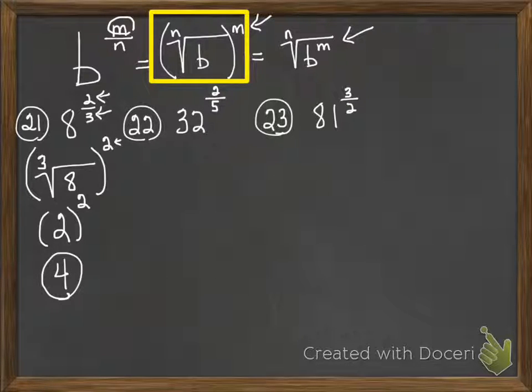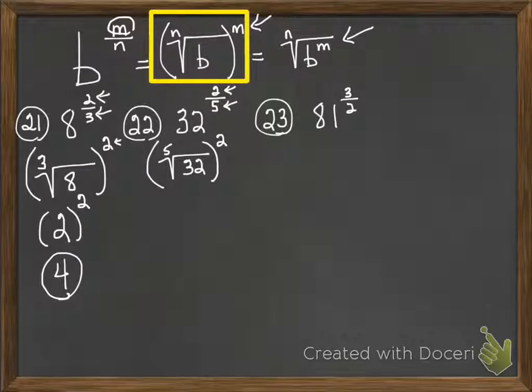So an example, 22, your index is your bottom number, 5. So we're going to do a radical symbol, put a little 5, put 32 underneath. We're going to do that first, so put it in parentheses. Then we're going to raise that to the number on the top of your fraction, and that's going to be your power, 2.